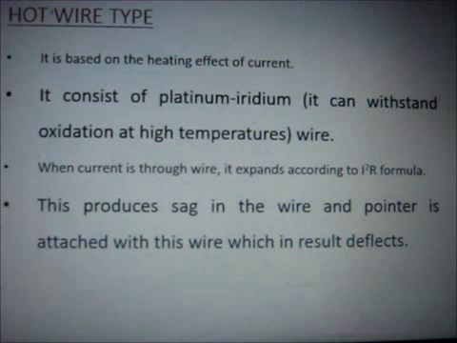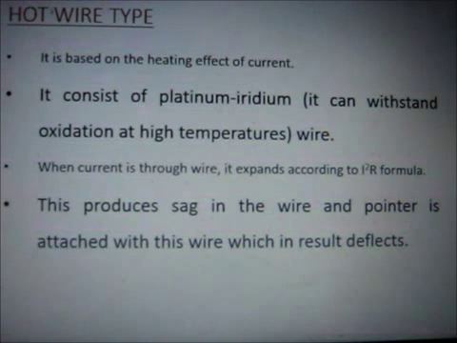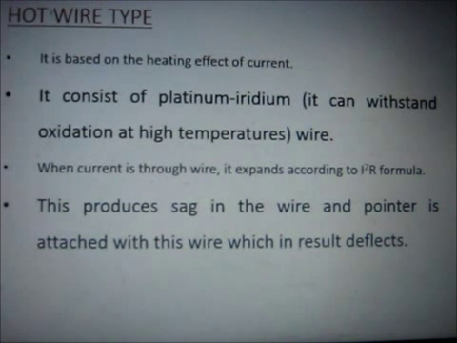Next is the hot wire. This is not so widely used, but it has nice observation. It is based on the heating effect, as the name suggests. It consists of platinum and iridium. It can withstand oxidation at high temperature also, therefore platinum iridium is used. When current is through the wire, it expands according to the I square formula. I square is the power. As current increases, the power increases, and when the power increases, it expands. This produces sag in the wire, and the pointer attached to the wire shows a deflection.